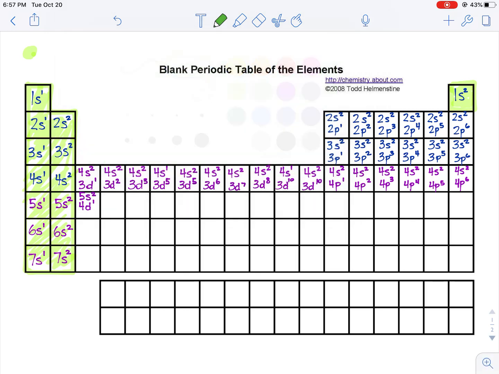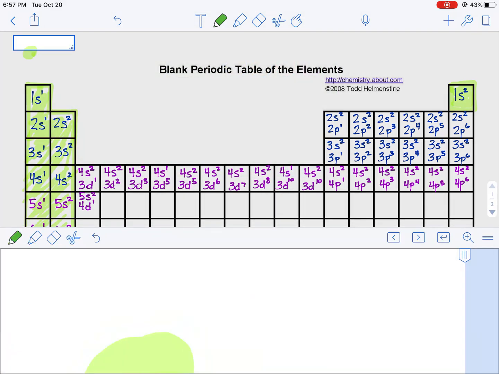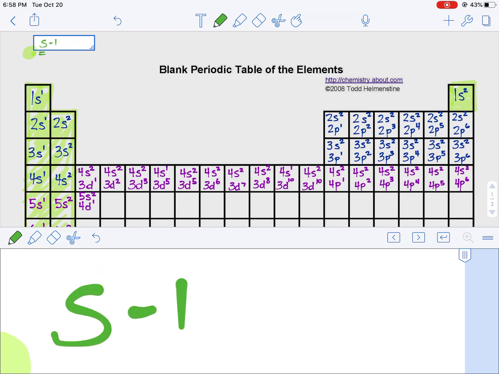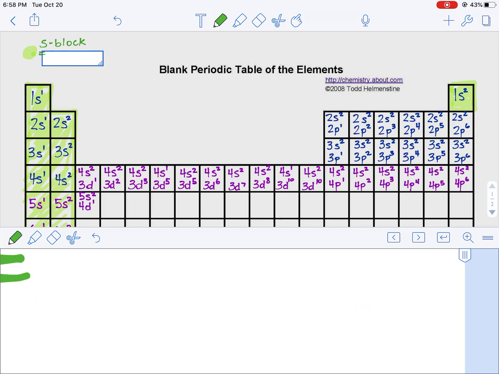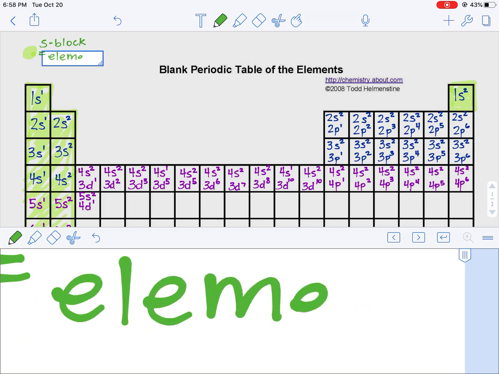So this green I'm highlighting, those are collectively referred to as the S block elements. In other words, their valence shell electrons are filling the S sublevel.